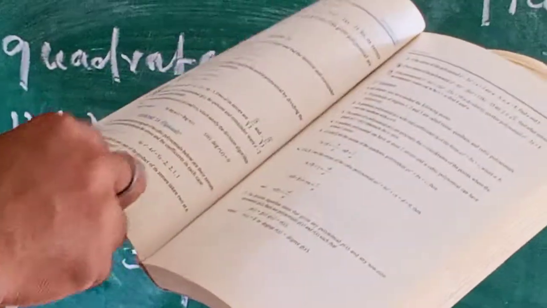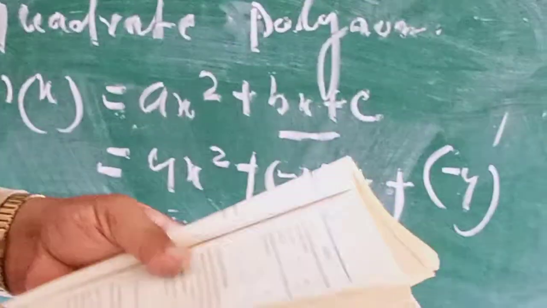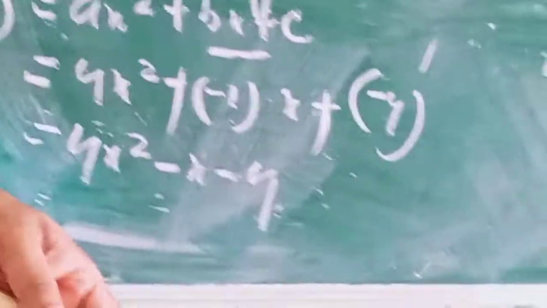Then your exercise 2.3 will start. After exercise 2.3, then your first chapter will be over. Second chapter will be over.